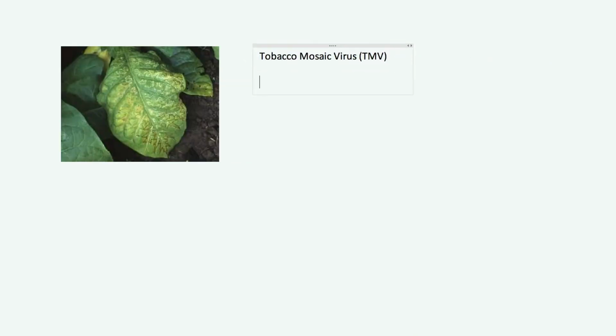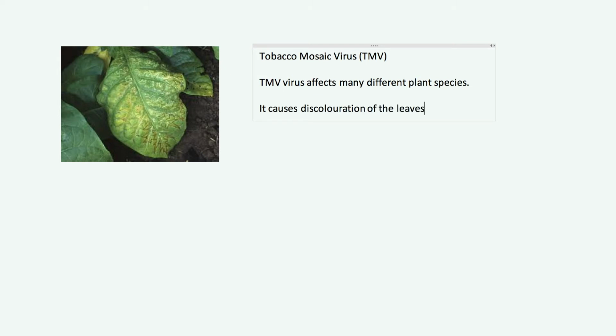Right, you see on the left a leaf which is all discolored. It's got these strange yellowy brown patterns on it. So the TMV virus affects many different plant species. And the symptoms, as you can see on the left, is it causes discoloration of the leaves, leaving a pattern which may appear brown, yellow.